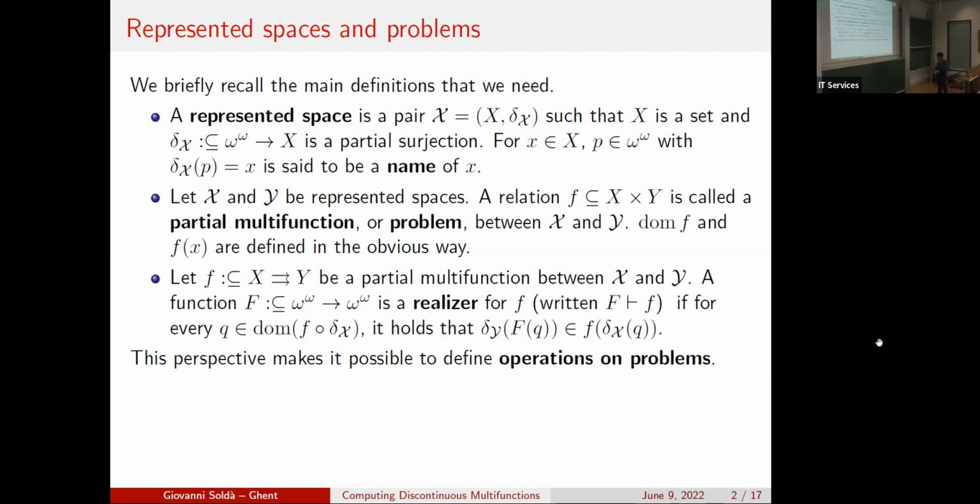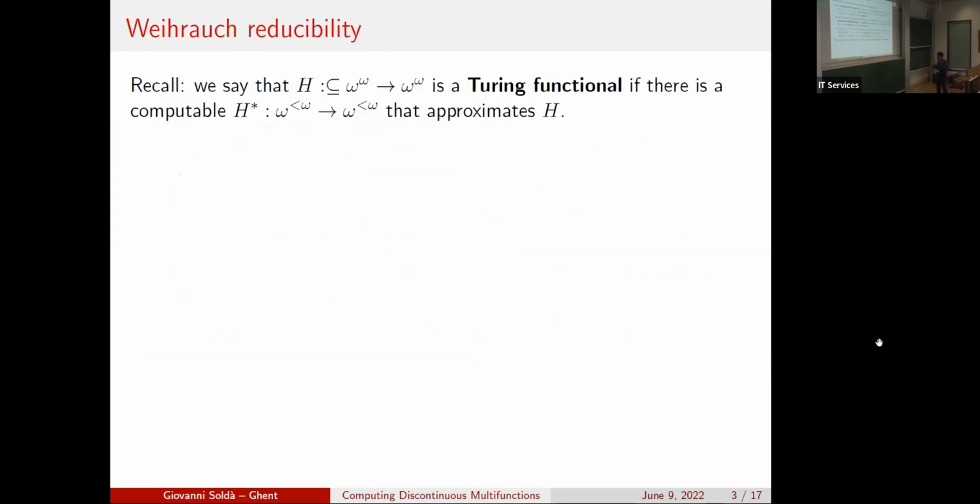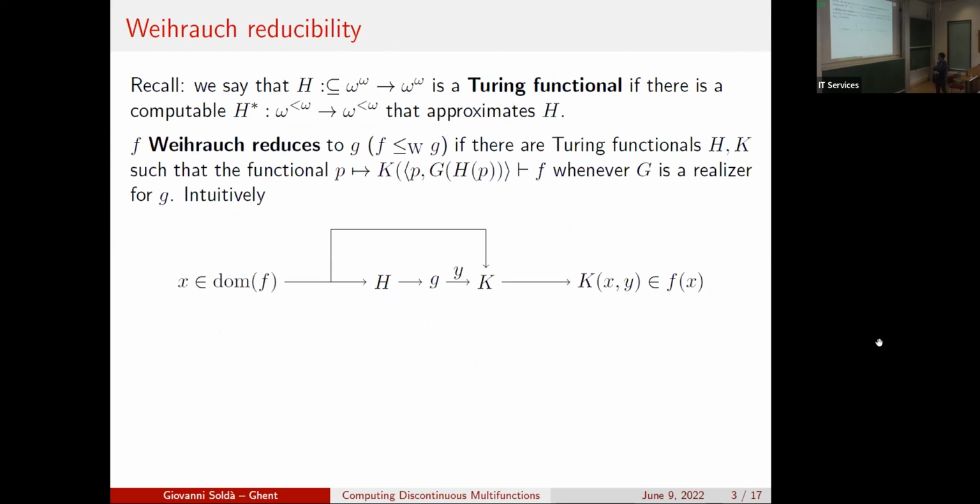Something that we will exploit is that this perspective allows us to define operations on problems. Well, this is essentially a joke. I assume that everyone knows what a Turing functional is, but I want to draw some analogy between this definition and the definition of a continuous function later on, which is the main reason why I wrote this down. Anyway, we say that a problem f Weihrauch reduces to a problem g, as was already said during the conference, if there are Turing functionals H and K such that this diagram works.